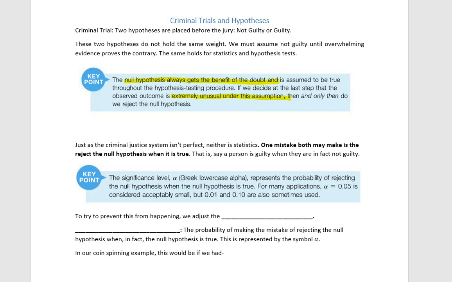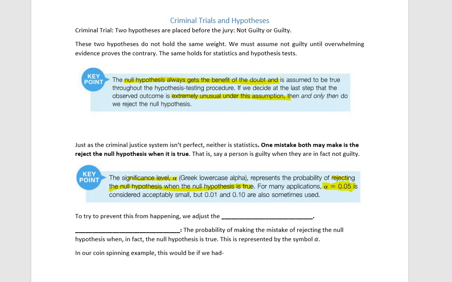So one mistake you can make in the criminal justice system is that you could say this person's guilty when they're actually not guilty, or a person is not guilty when they are guilty. One of those mistakes we want to say is more likely to happen than the other. That is where something called the significance level comes in, which is called alpha. This is the probability that we accidentally make the mistake of rejecting the null hypothesis when it's actually true. And usually, we only want that to happen if there's a 5% chance of it happening or less.